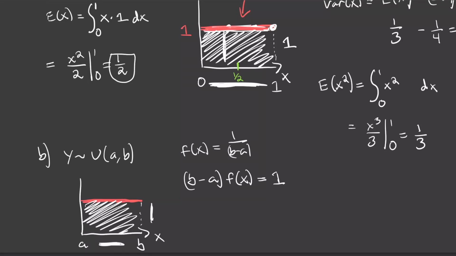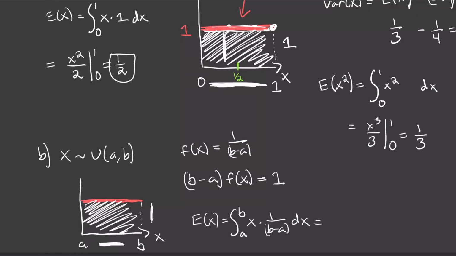Oops, just realized I should have been saying y here, but it doesn't matter. Let's just say it's x instead. But now that I know the density, I can calculate the expected value of x by integrating over all the possible values that x can take, again, because it's continuous. So from a to b of x times my density, which is just 1 over b minus a, integrating with respect to x.